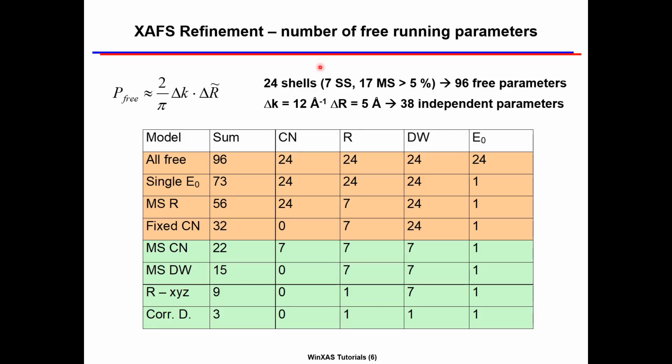These correlations are summarized in this table with a decreasing number of free-running parameters from top to bottom. Most of these methods revolve around correlating parameters of multiple scattering paths to those of the constituent single scattering path, or setting parameters to values obtained from references or crystallographic data. The former enables us to include all necessary multiple scattering paths in the refinement without exceeding the number of independent parameters.